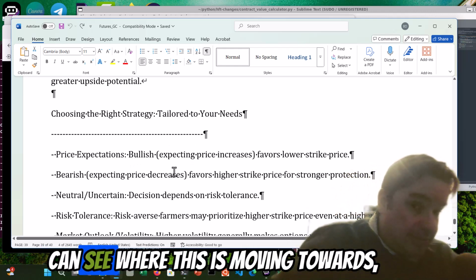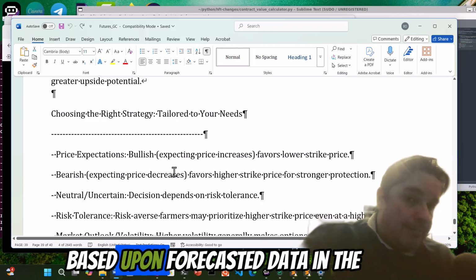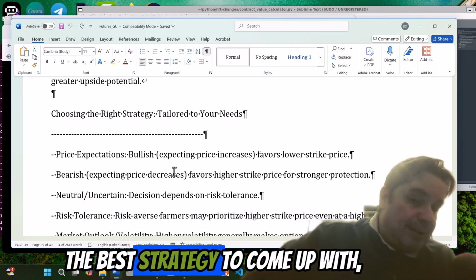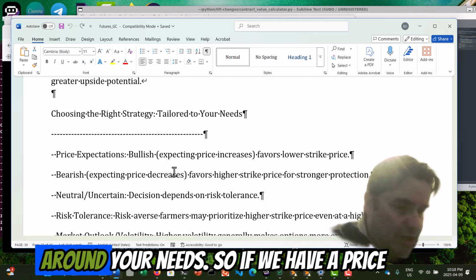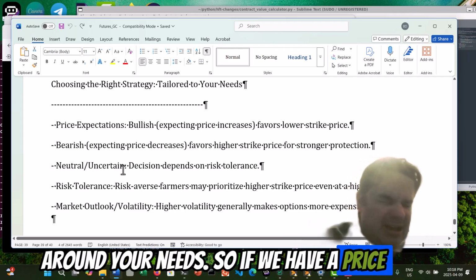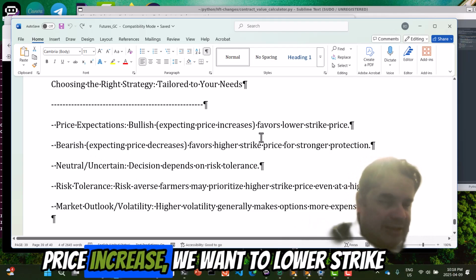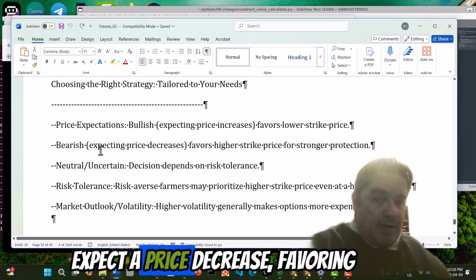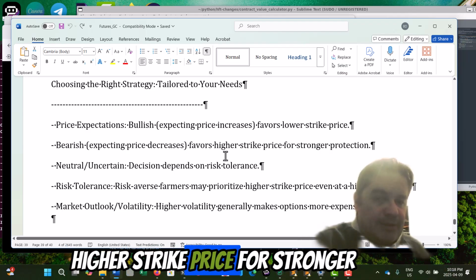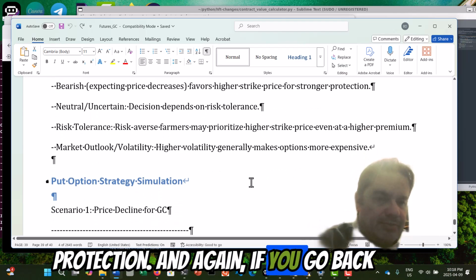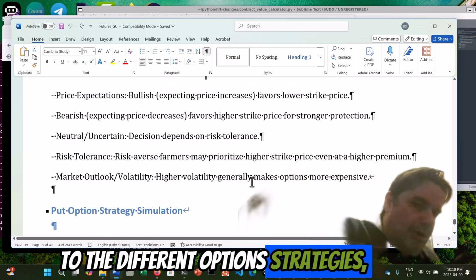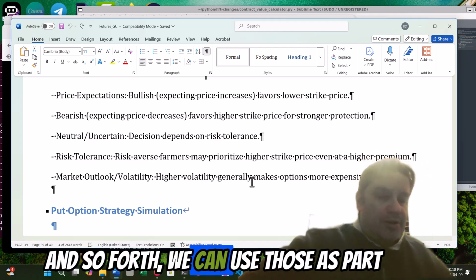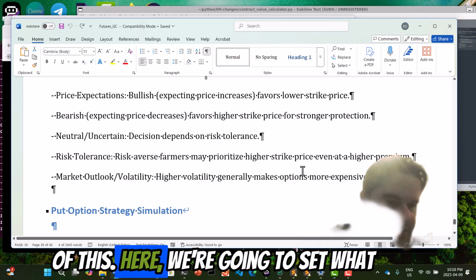Tailoring to your needs. So again, you can see where this is moving towards based upon forecasted data in the options, and it's coming up with what is the best strategy based around your needs. So if we have a price expectation being bullish, expecting price increase, we want a lower strike price. If it's bearish, we expect a price decrease, favoring higher strike price for stronger protection. And again, if you go back to the different option strategies, the bearish, the bullish, the neutral, and so forth, we can use those as part of this.